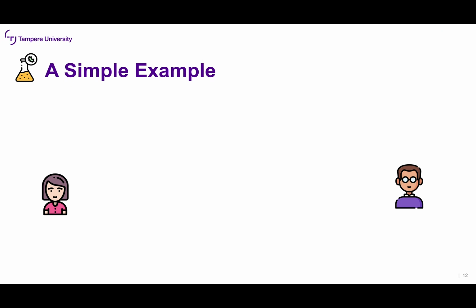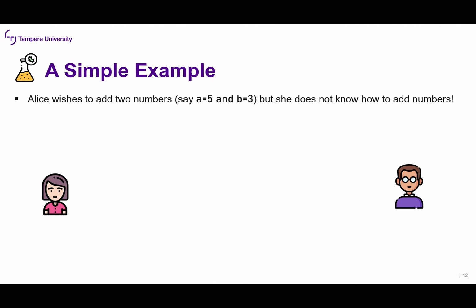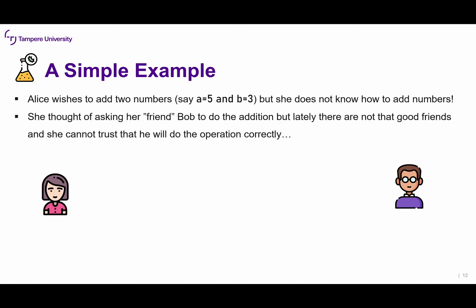So let's see a simple example of how homomorphic encryption works. Assume that Alice wishes to add two numbers, say A equals 5 and B equals 3, but she does not know how to add numbers. Quite strange, but yes, she doesn't. She thought of asking her friend Bob to do the addition, but lately they are not that good friends, and she cannot trust that he will do the operation correctly. However, even though she does not know how to add numbers, she does know how to use encryption. This is even more strange, but anyway.